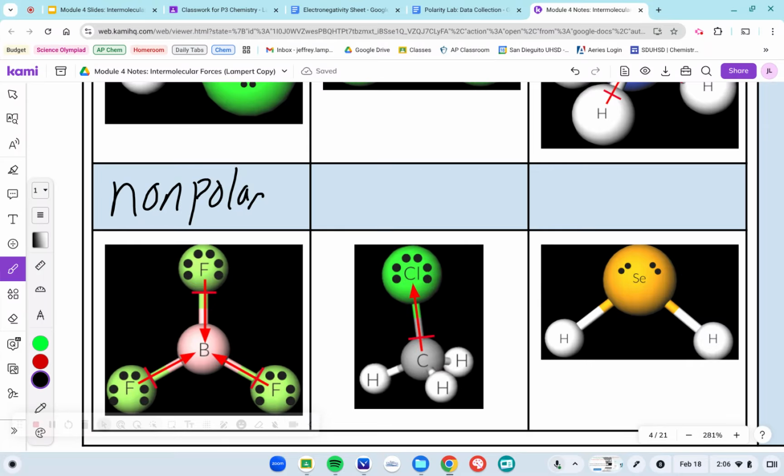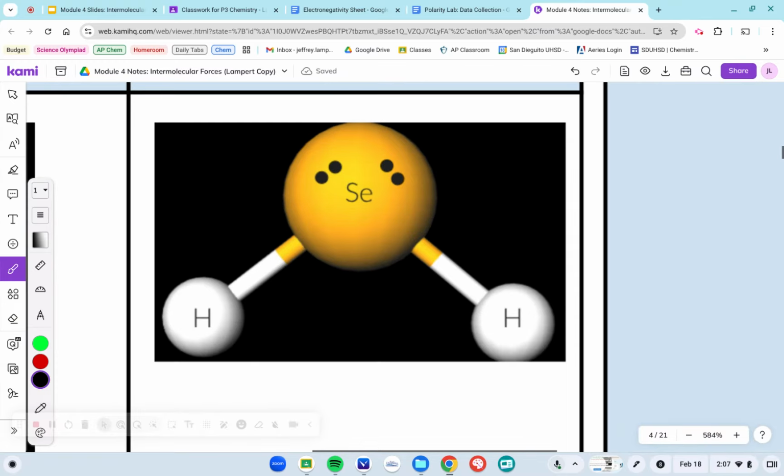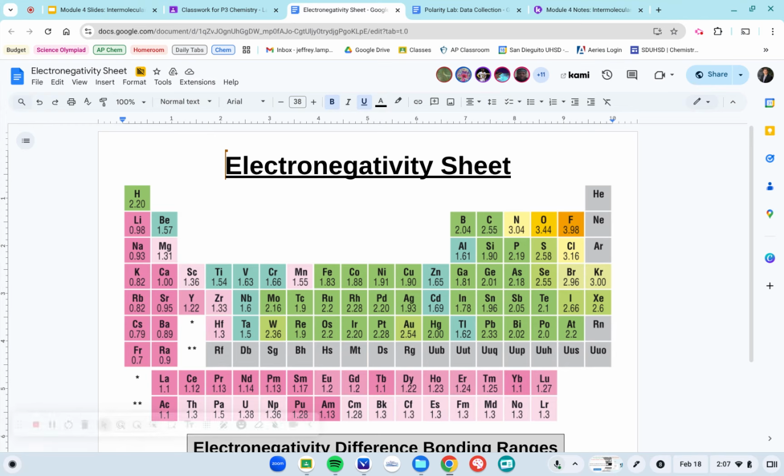Okay? If we look at CH3Cl, we have electrons getting moved up. That's it. If they're just moving up, that means this molecule is polar. Now let's look at the last one. Do you notice that there are no arrows? Let's look at why there are no arrows.